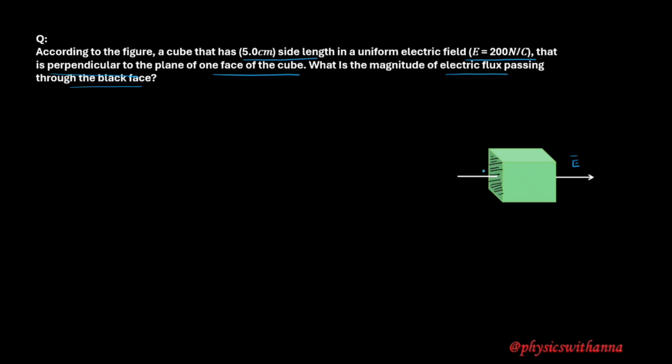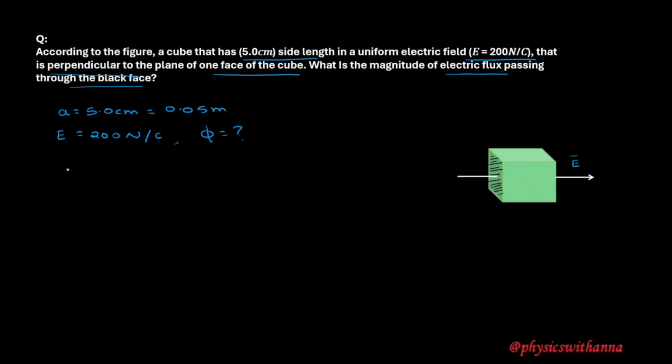So I want to find the electric flux passing through this face of the cube, which has a side of length A equals 5 centimeter, which you can write as 0.05 meter. The cube is placed in an electric field E equals 200 Newton per coulomb, and the direction of electric field is as shown in the figure. We need to find what is the flux through the black face of the cube.